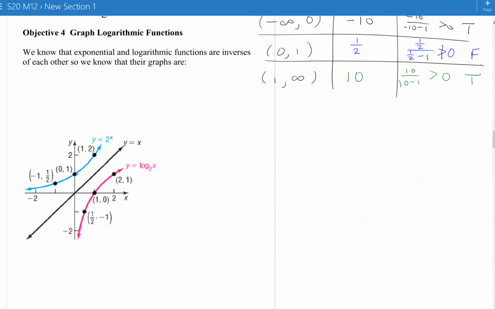Okay, so here's some pictures. You know that exponential and logarithmic functions are inverses of each other. So we know that their graphs are reflections about the line y equals x. So here's the line y equals x. This is the exponential graph and the corresponding logarithmic graph.